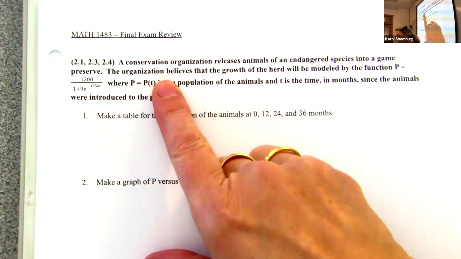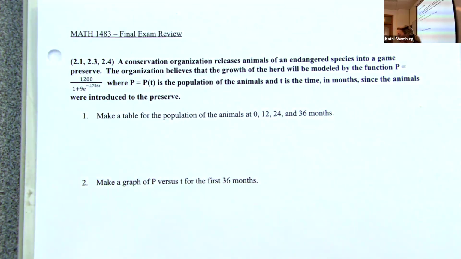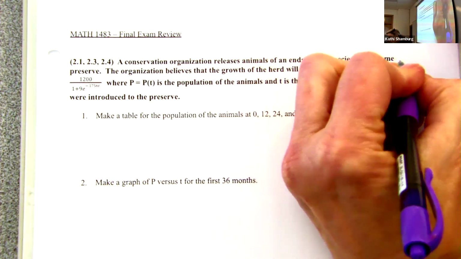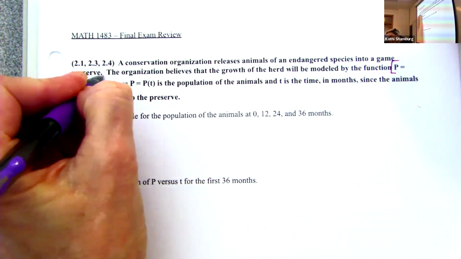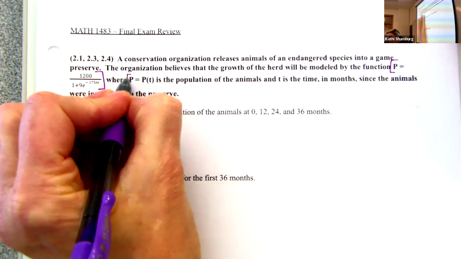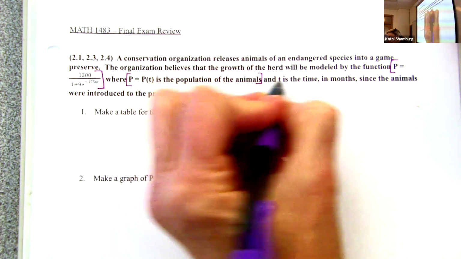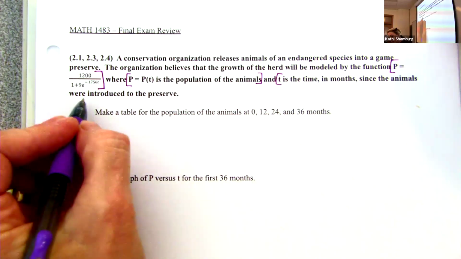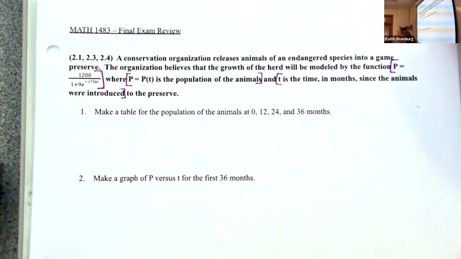Okay, a conservation organization releases animals of an endangered species into a game preserve. The organization believes that the growth of the herd will be modeled by the function P equals, so here's your equation, it starts out here and ends here, where P is the population of the animals and T is the time in months since the animals were introduced to the preserve.